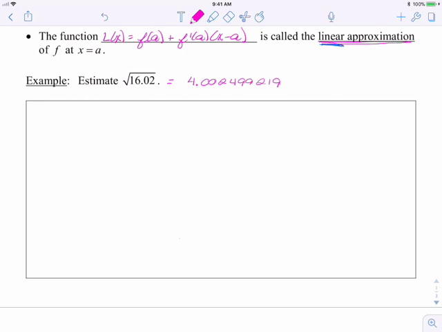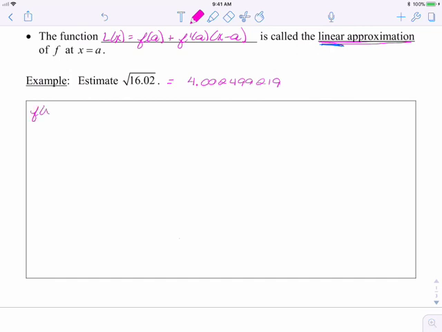Okay, but back in the day, before technology was invented, finding the square root by hand was not a fun prospect. So if we could identify the function that was being used and the point of tangency, we could come up with the linear approximation and use that equation to approximate the square root of 16.02. So let's show you how it's done.